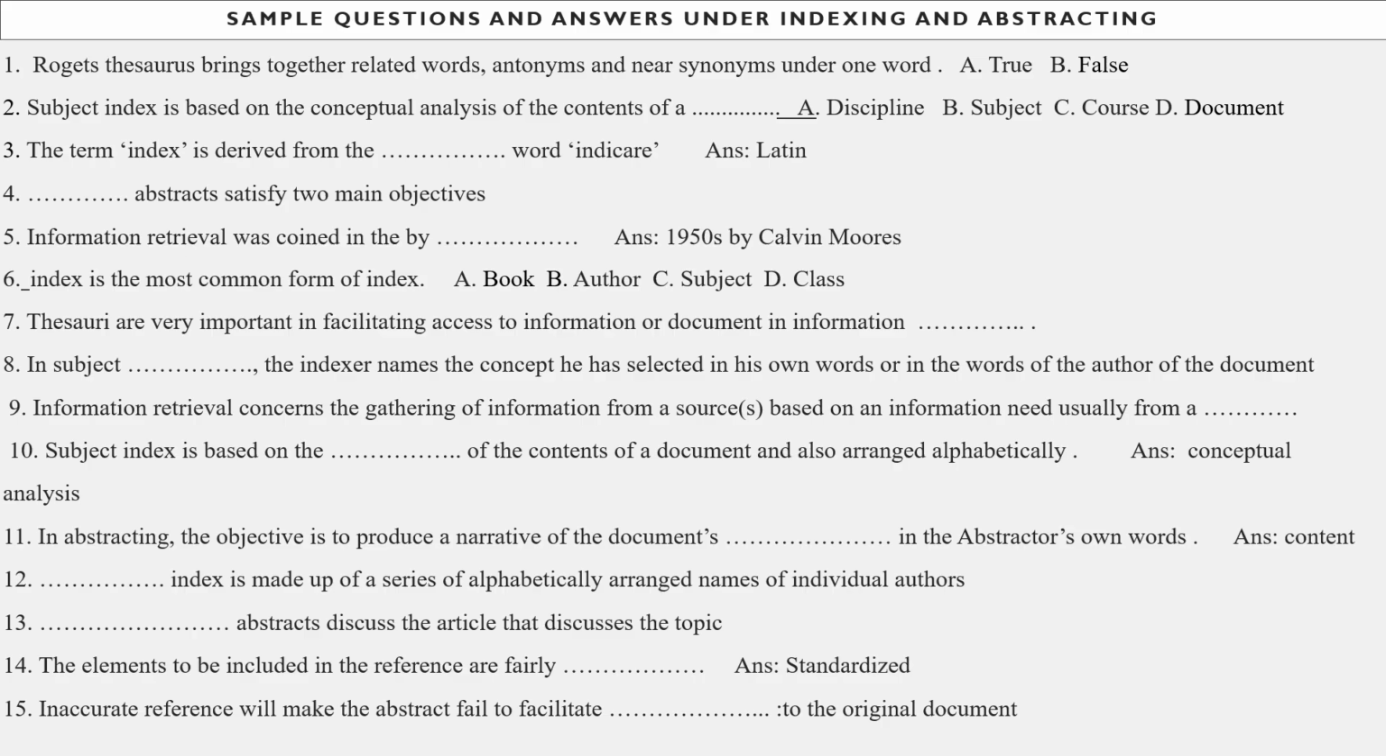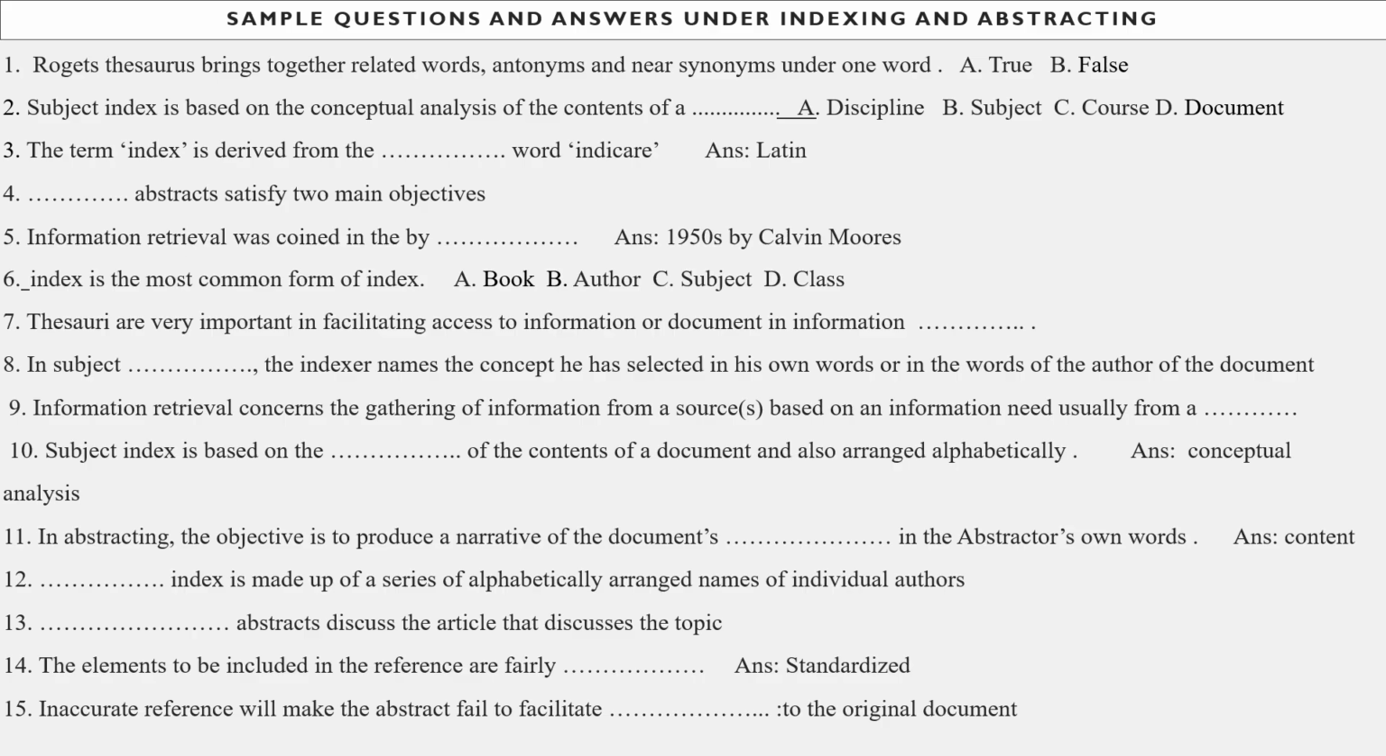Subject index is based on dash of the content of a document, and also arranged alphabetically, which is conceptual analysis. And then question number 11. In abstracting, the objective is to produce a narrative of the document dash in the abstractor's own words. The correct answer is content. So in abstracting, the goal is to produce a brief narrative of the document's content, written in the abstractor's own words, to help readers know what the document is about.